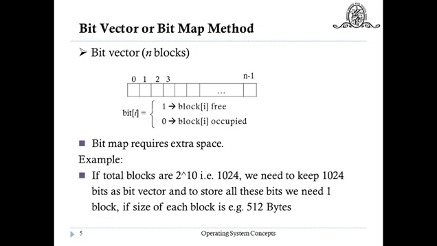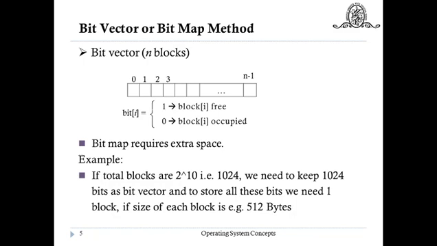The first method is bit vector or bitmap, which maintains a number of bits for the number of blocks. So if you have n blocks, we have to maintain n bits. For each block we maintain either 1 or 0, that is, only one bit is maintained for one block and that bit may be 0 or 1. If it is 1, it means the block is free, and if it is 0, it means the block is occupied. So if I have 256 blocks, then I need to maintain 256 bits.